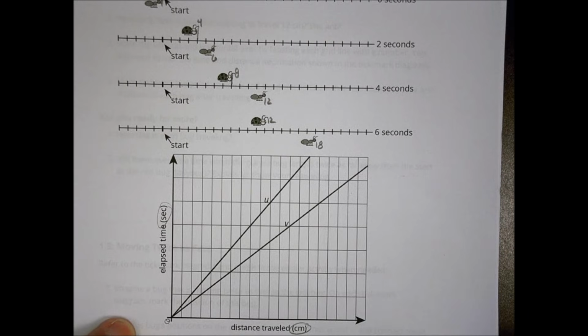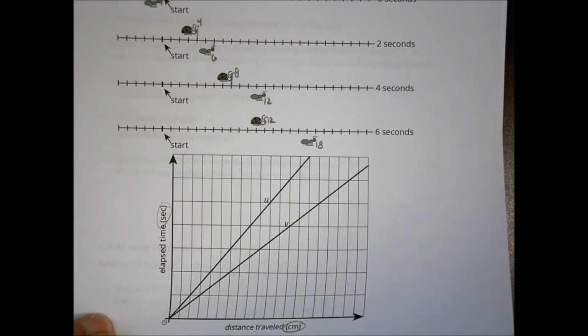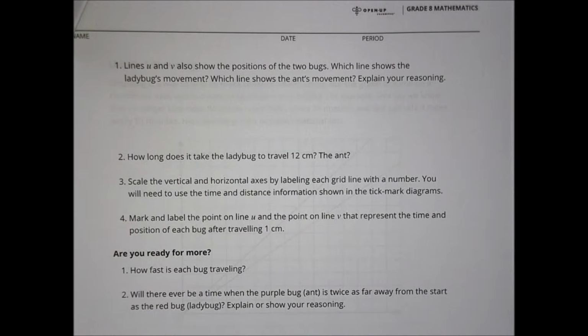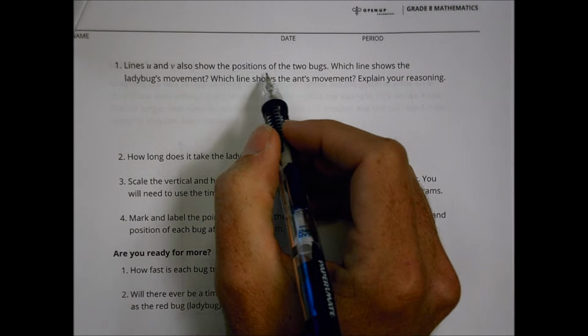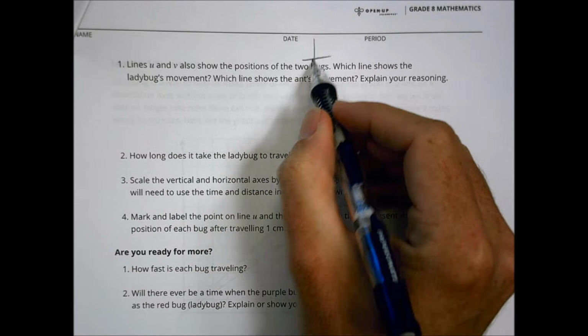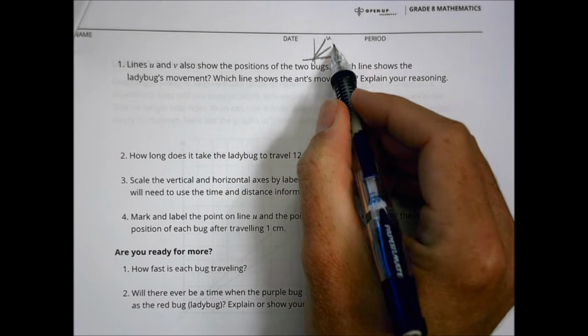So let's take a look at the questions that it's asking you today, and then we're going to have to refer back to this graph. The first question says that lines U and V also show the positions of the two bugs. So that's the graph part, right? U and V shows the position of the bugs.